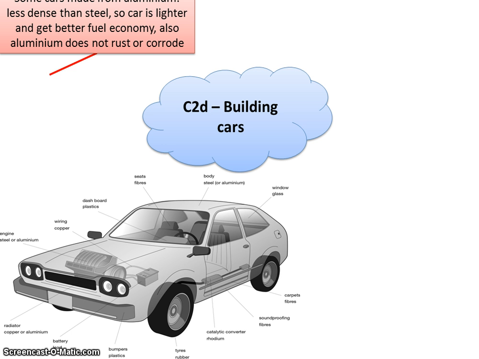Some cars now though are made from aluminium, and that's because it's less dense than steel, so it makes a much lighter car, and that makes it better in terms of fuel economy. Also, aluminium does not rust or corrode like steel does, and years ago all cars used to have steel panels, but this did cause a big problem with corrosion, because they've got the iron in the steel and that can corrode.